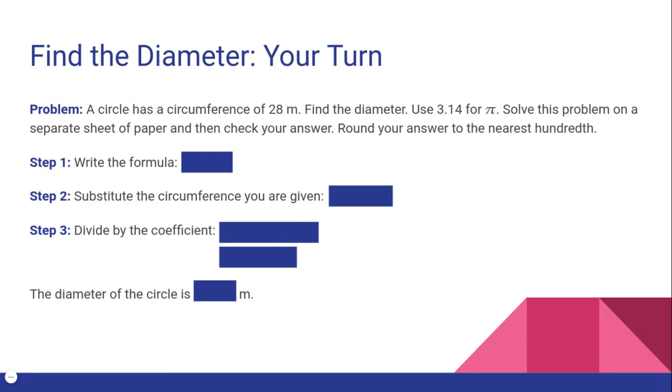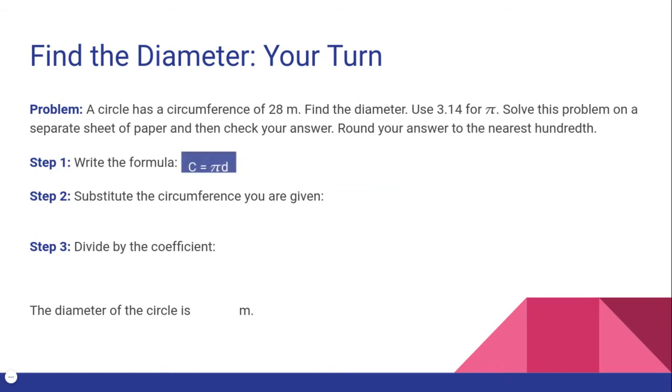Now it's your turn. A circle has a circumference of 28 meters. Find the diameter. Use 3.14 for pi. Solve this problem on a separate sheet of paper and then check your answer. Round your answer to the nearest hundredth. Go ahead and pause this video now and complete each step on your paper and then start the video when you're ready to check your answers.